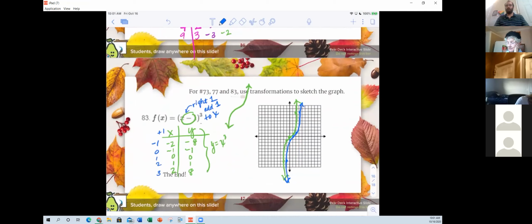The main takeaway from today's lesson is, do you know the basic shapes of the parent functions? You should know that absolute value is a V, that quadratic is a U, that square root looks like half of a sideways parabola, and that cube roots look like this little wiggle. Those are the main ones that we're going to be dealing with in this class. Any questions?